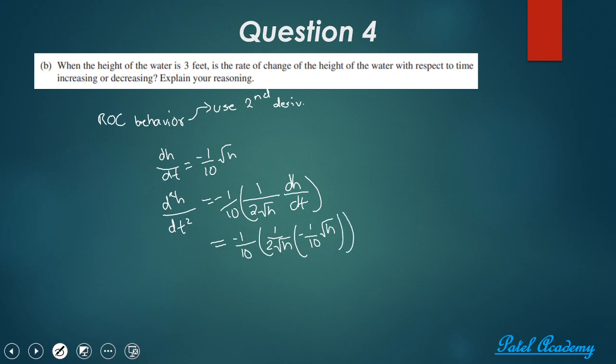Now, they give us that the height of the water is 3 feet, but does that really matter? Because these root h's will just cancel out. This root h and this root h will just cancel out. And so what I'm left with is just positive 1/200. And this is greater than 0. So we can say that it's an increasing rate of change. And then once again, you can say because the derivative of the rate of change, or the second derivative of height with respect to time, is positive.